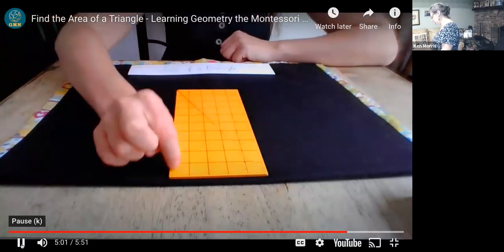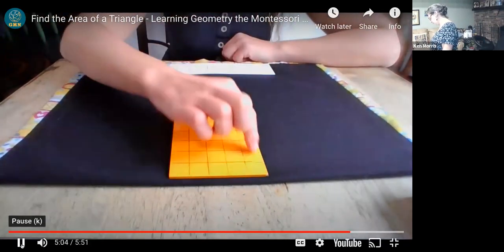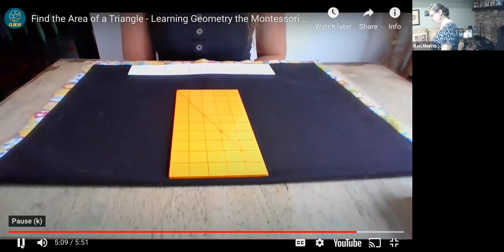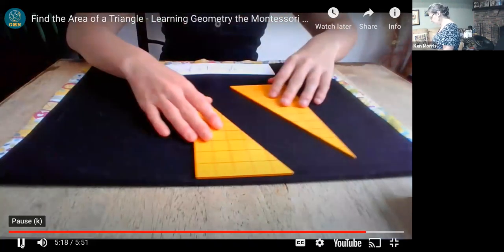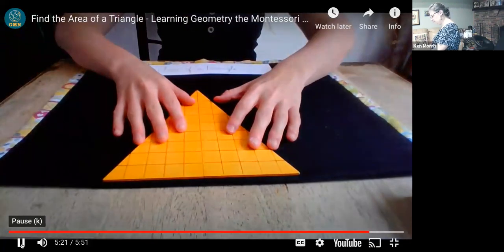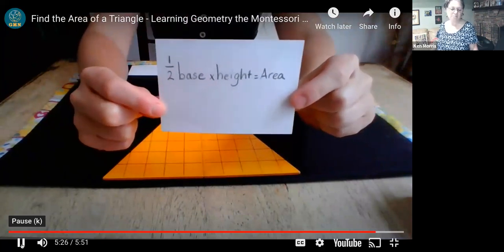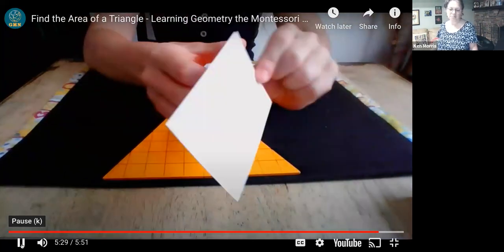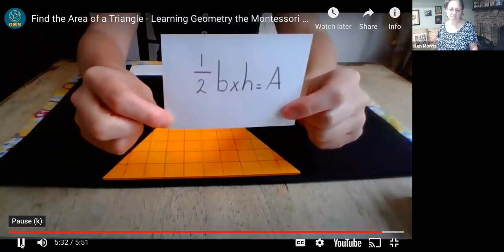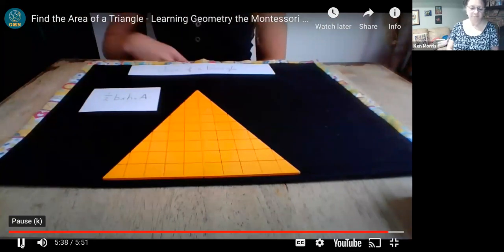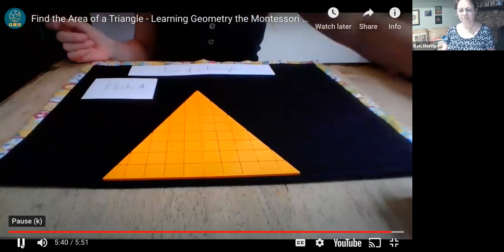So now I have a base of 5 and I multiply it by a height of 10, which gives me 50 square units. So another way to find the area of a triangle is by multiplying half of the base by the height. Half of base times height equals the area of a triangle. And that's another way that you can find the area of a triangle. So those are the 3 ways that we can find the area of a triangle.